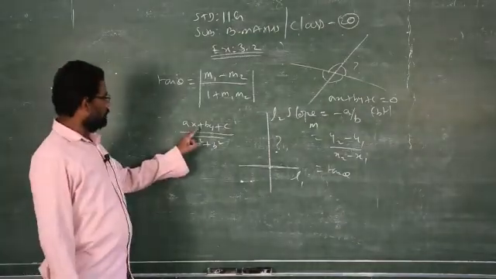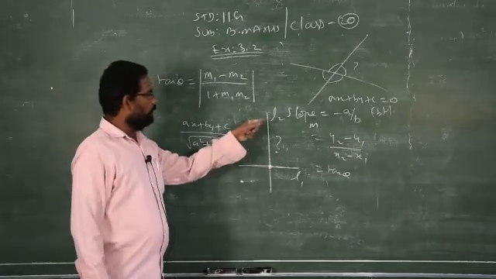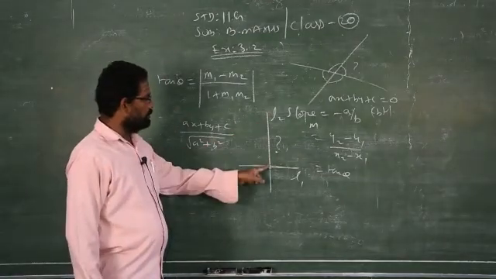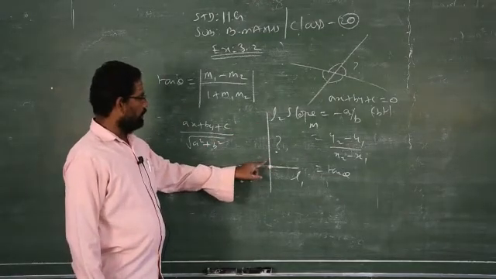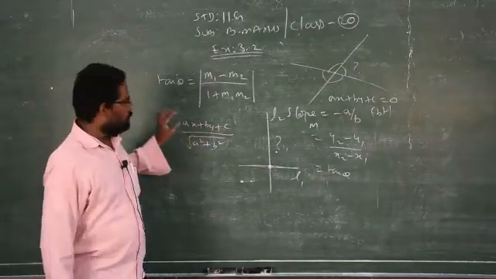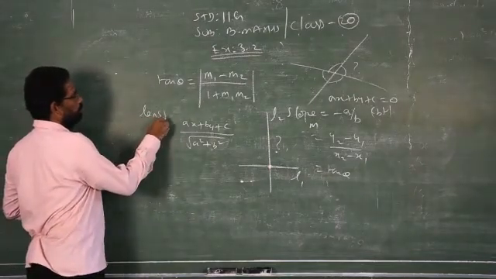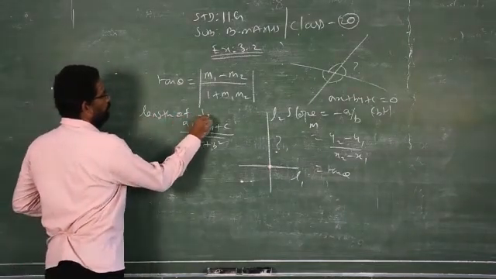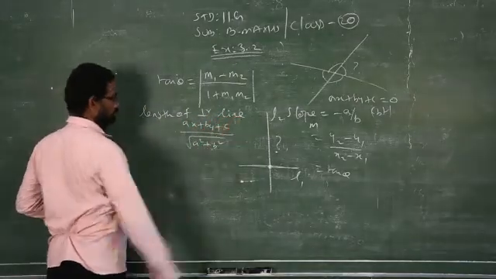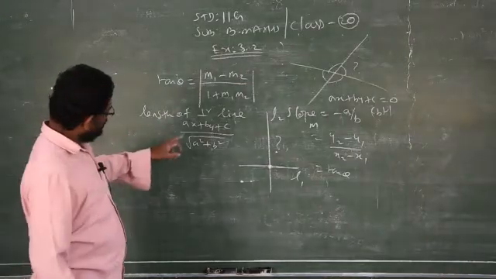In the book it is given as x1, y1. This x and y refers to the point from where you would like to find out the perpendicular distance. You have to replace those points in the place of x and y in the formula. Clear? So this is the formula to find the length of the perpendicular line.